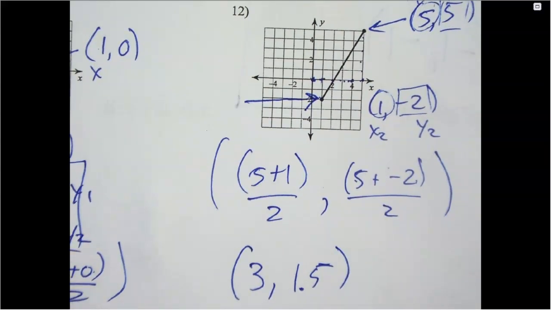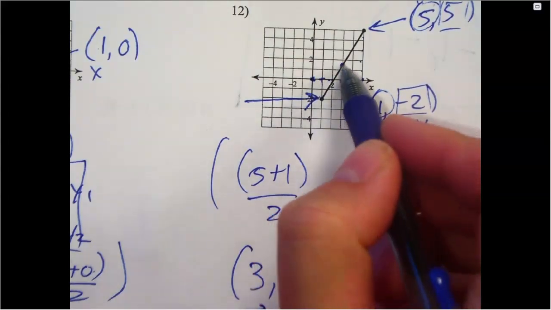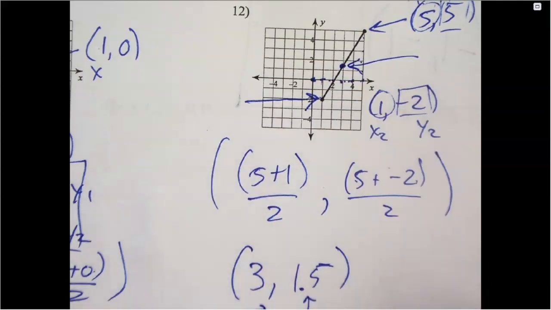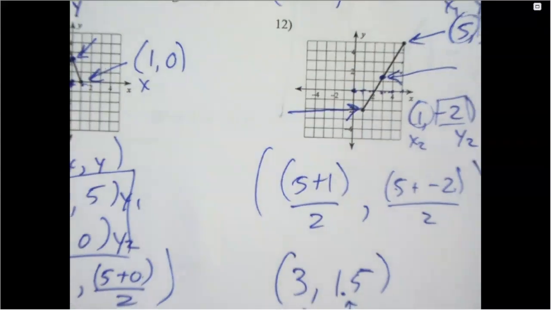So then I want to make sure I'm right. Is 3 comma 1.5 like in the middle of that line? So this means go 3 to the right and 1.5 up from the origin. So 1, 2, 3. 1.5 is right there. Does that look like it's about in the middle of my two endpoints? It does. Looks good to me. Questions on how I'm getting it?